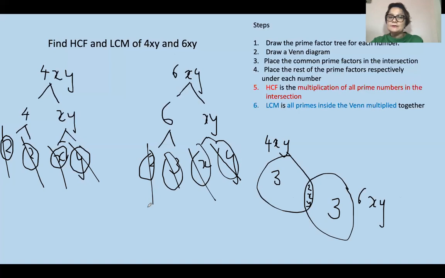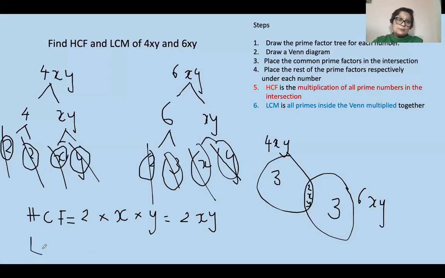Now let's find the highest common factor. We learned that the highest common factor is the multiplication of all the primes in the middle. So in this case, it's going to be 2 times x times y, right? It is 2 times x times y, and this multiplication of these 3, so a number and 2 unknown numbers or variables, is going to be 2xy.